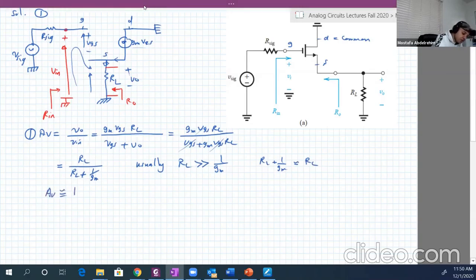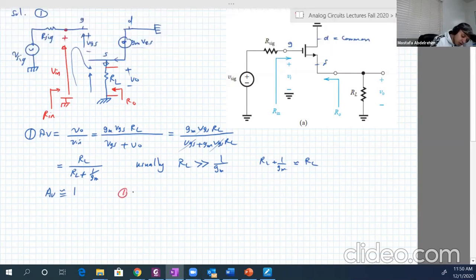And here are some observations on that. Basically, no amplification. Although it's called an amplifier, there is no amplification. Actually, it's a slight attenuation at the output, because this is basically less than 1. But since 1 over GM is much less than RL in most cases, it's approximately 1. It's non-inverting, which is good, because it's positive. So the output has the same phase as the input.